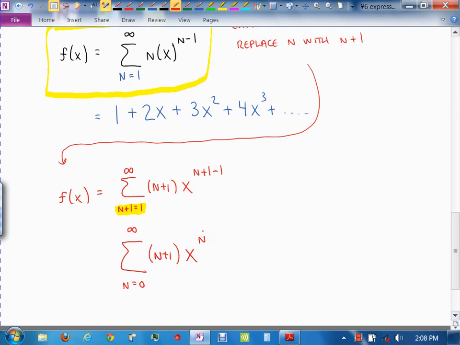Start at 0. Plug in 0, what do you get? You get a 1 here, x to 0, so you get 1. Let n be 1 now. You get 2x. Then 3x squared. So changing your index does nothing as far as changing the series. All it does is allow you to manipulate the way things look. Because in a little while we're going to be taking two series and trying to add them together, and we want all the x's to be to the same power when we do that.